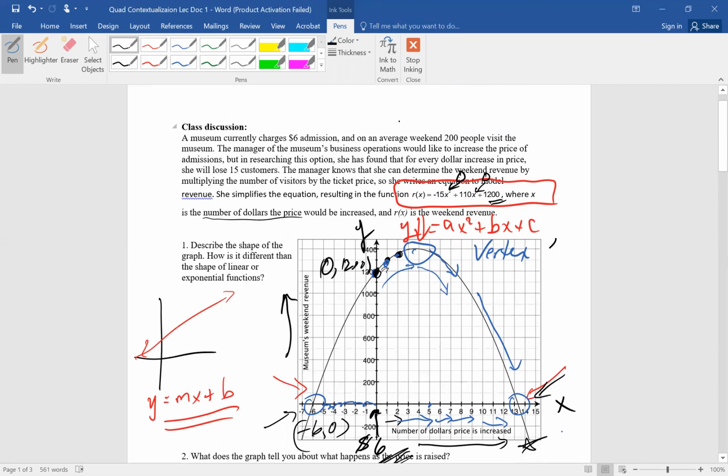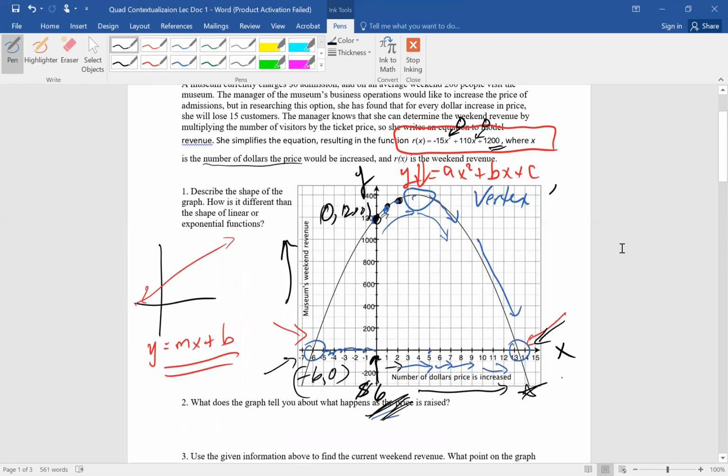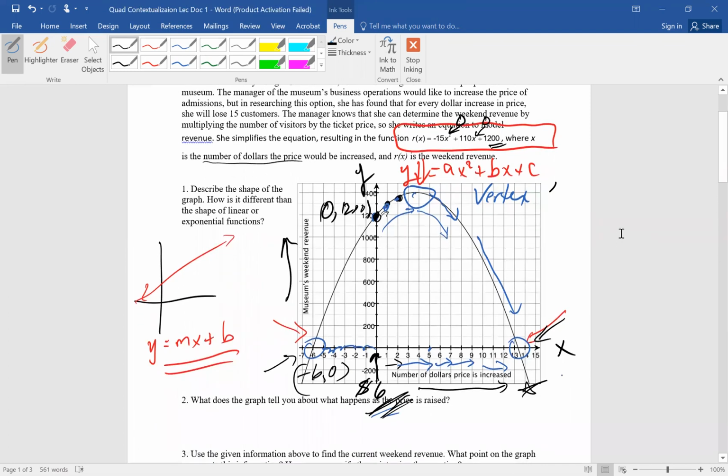because it's how you view stuff. Now, go ahead and plug negative 15x squared plus 110x plus 1200, pause the video, plug it into your calculator, and when you return, I'll do it with you. So plug that in your calculator right now, please.